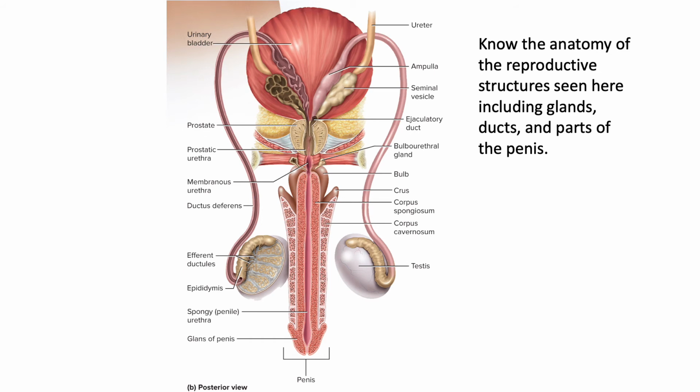You have the membranous urethra / external urethral sphincter that the males have, the females do not, as that urethra passes through the abdominal wall, and as you pass through the penis itself, the urethra passes through what's referred to as the corpus spongiosum, so it's referred to as the spongy or penile urethra, as that urethra leaves through the penis.